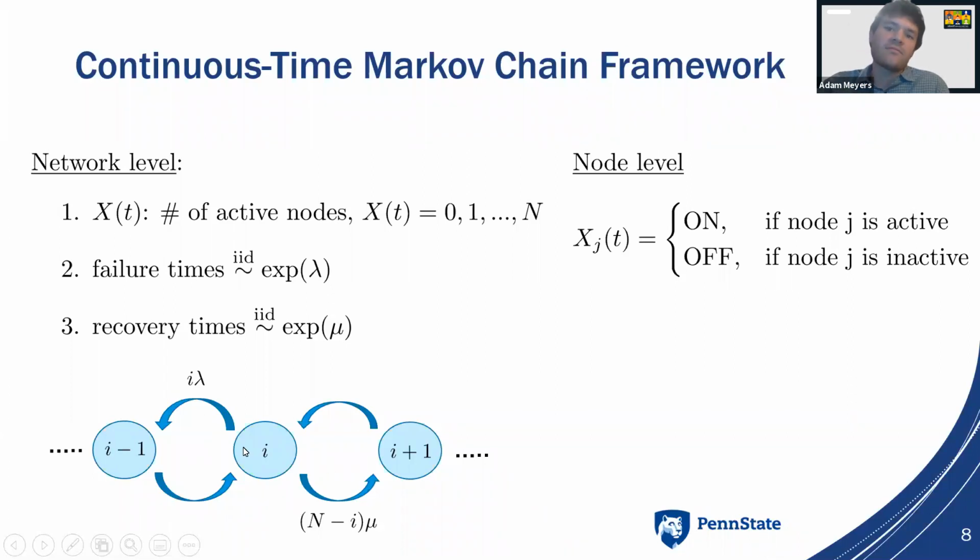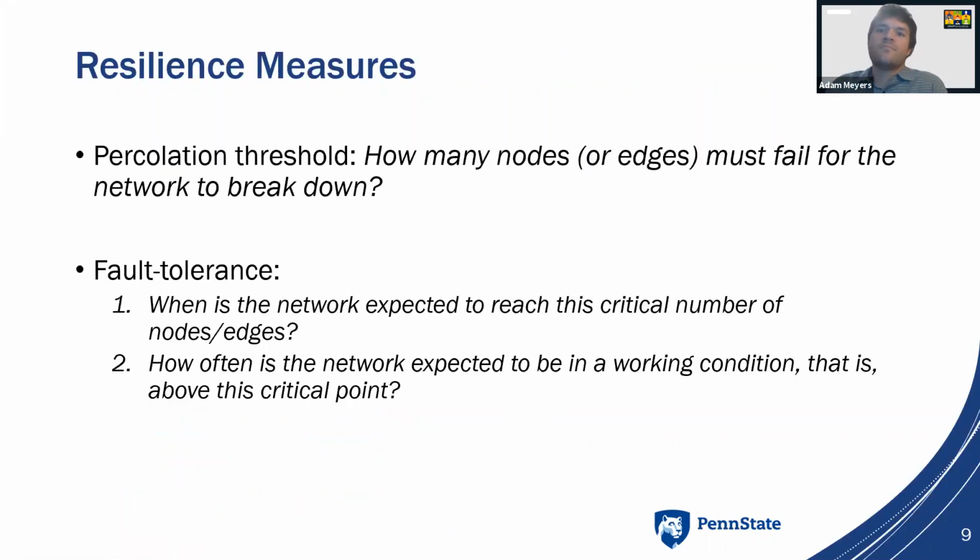And similarly to go from state I to I minus 1. At a network level, or at this higher level, this is just a birth-death process. At the node level, we have a simple on-off process for each node. Okay, once we have this model in place, we can then compute resilience measures.